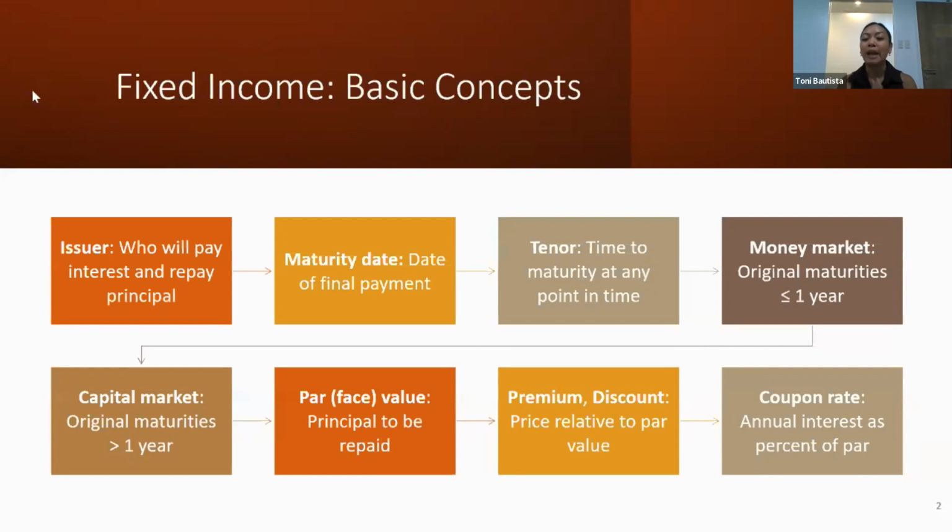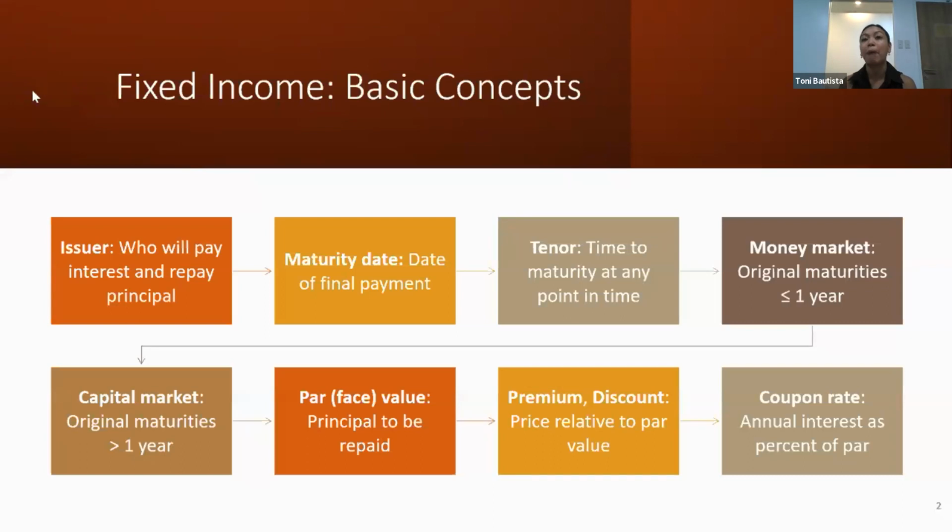And we would normally have two markets. You would have the money market and the capital markets. If the maturity date of the fixed income security would be within or below 1 year, we would normally call this under the money market space. But if the maturity of the fixed income security would be beyond 1 year, you would now move on from the money market space to the capital market space.